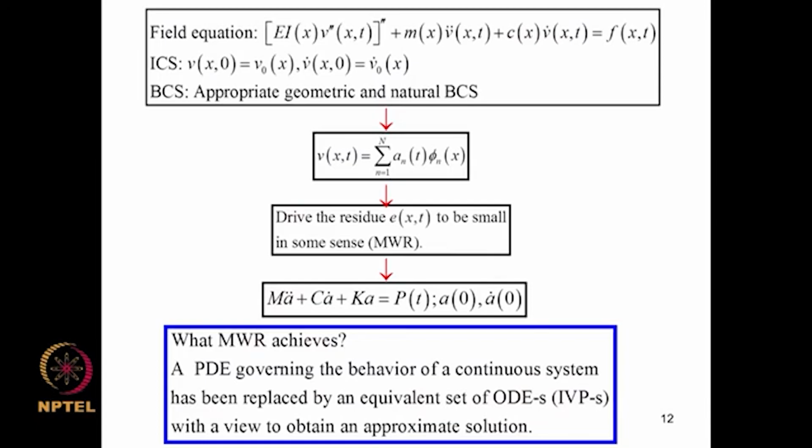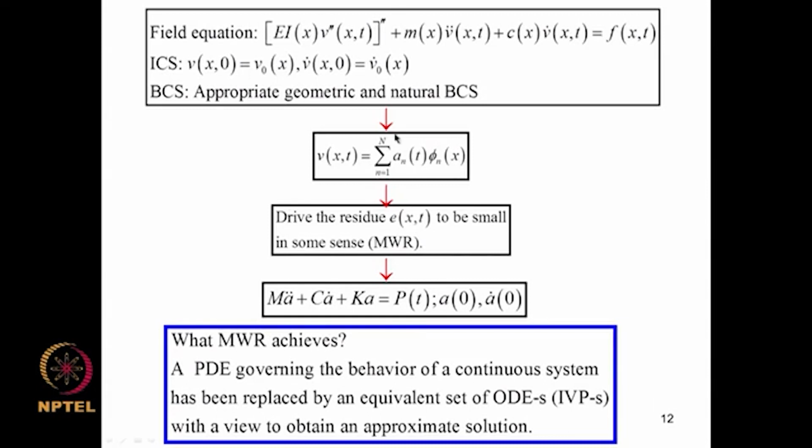Then starting from field equations, we developed the so-called method of weighted residuals. For example, for the beam equation, this was the field equation, and we started by approximating the solution over 0 to L in terms of n generalized coordinates a_n(t) to be determined and a set of known trial functions phi_n(x).